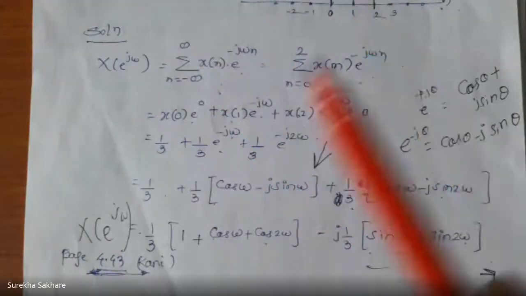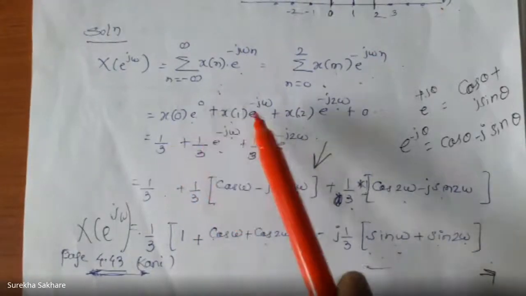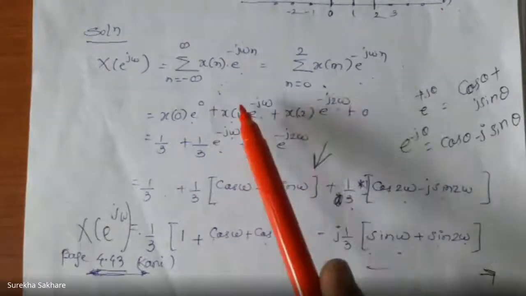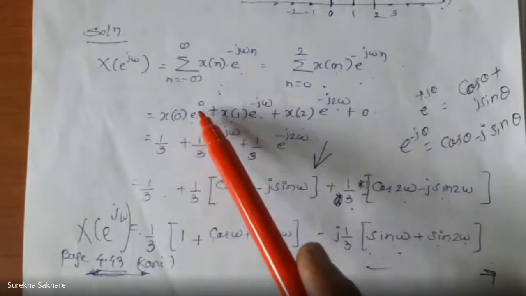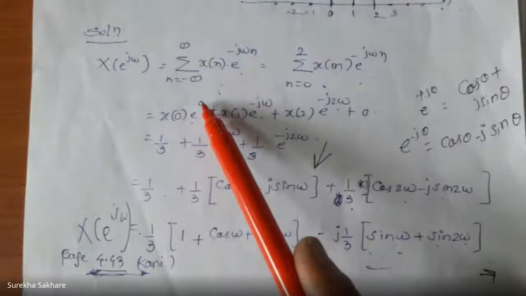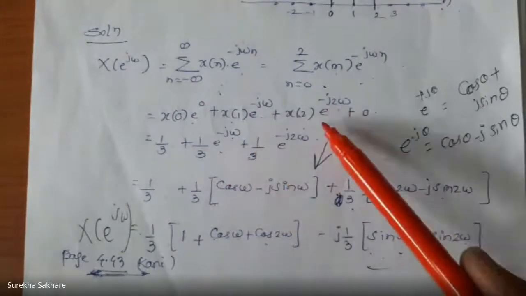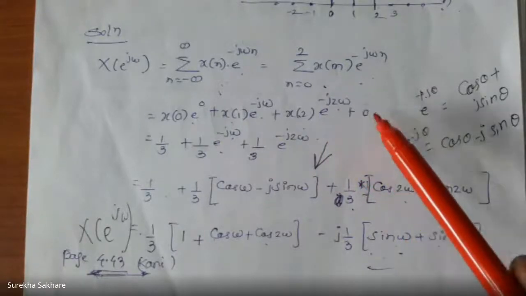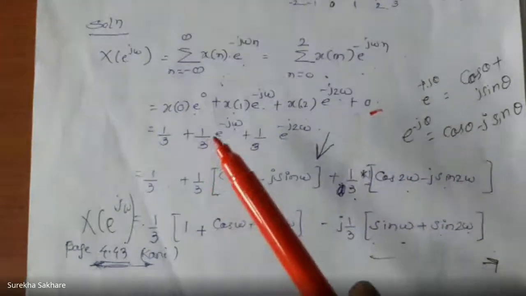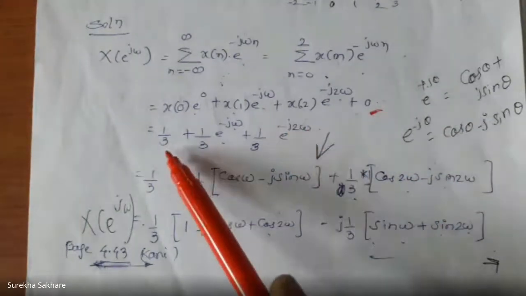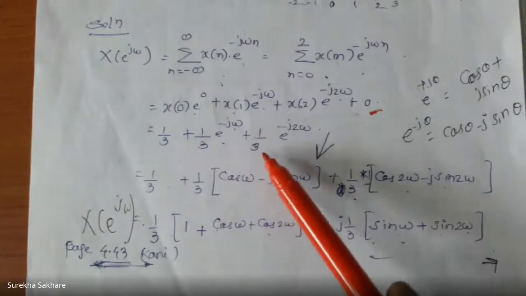Then x of 0, you insert the values of omega n, okay? At n equal to 0, x of 0 e raised to minus j omega into 0 will be 0. x of 1 e raised to minus j omega. x of 2 e raised to minus j2 omega. Then the other values are all zeros because we don't have the third sample here. Right? Now you will have 1 by 3 plus 1 by 3 e raised to minus j omega plus 1 by 3 e raised to minus j2 omega.